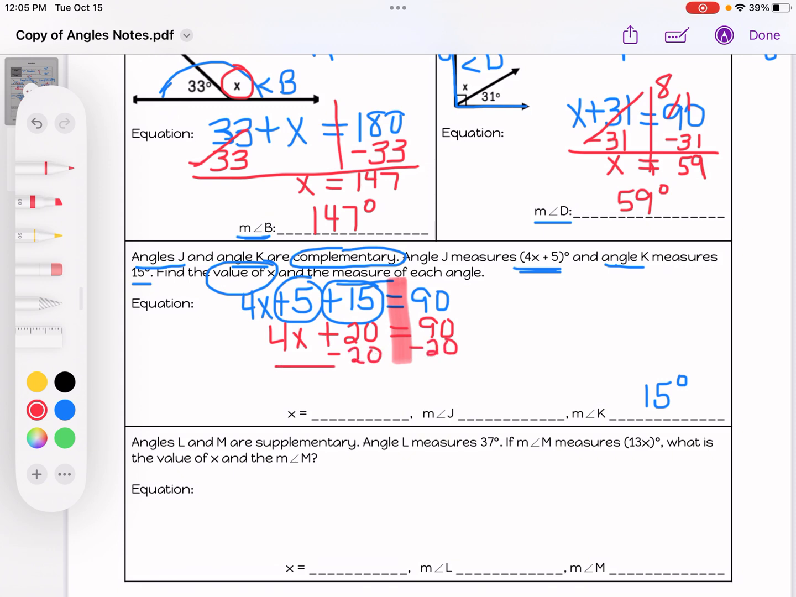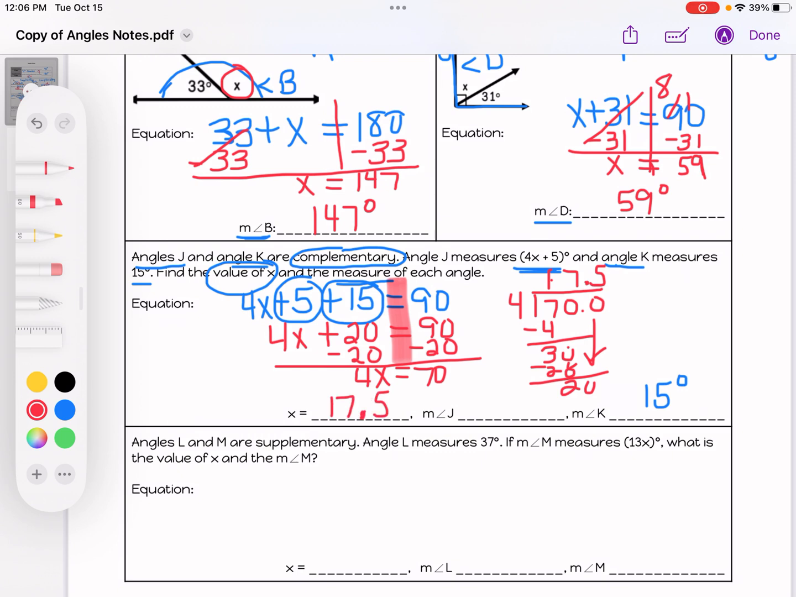We would subtract 20. 4x equals 70. Now we have to divide by 4, so it's going to take a little more work. It's not a nice, pretty, easy, right off the top of your head number. Do your subtraction. You're going to have to add a decimal and a 0. So 17.5 is what x is. So here, x is equal to 17.5.